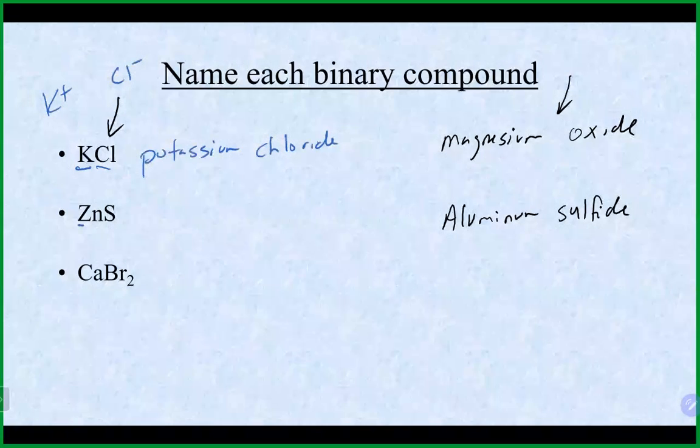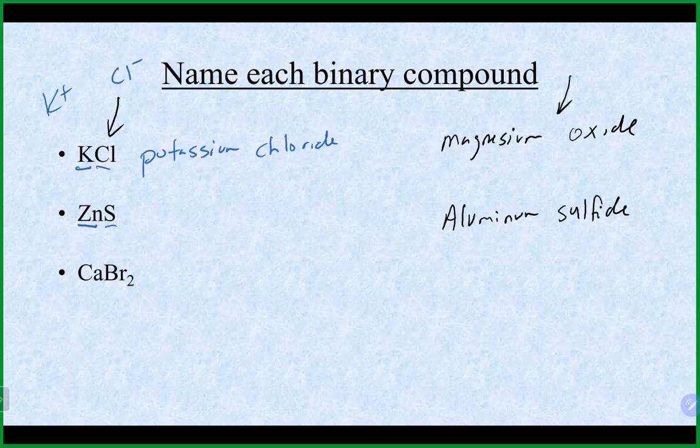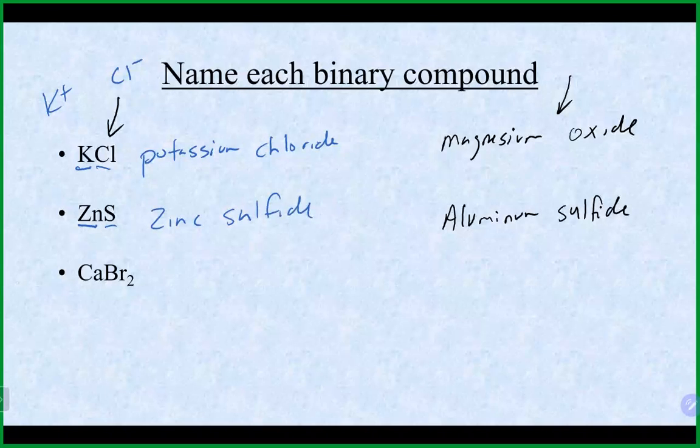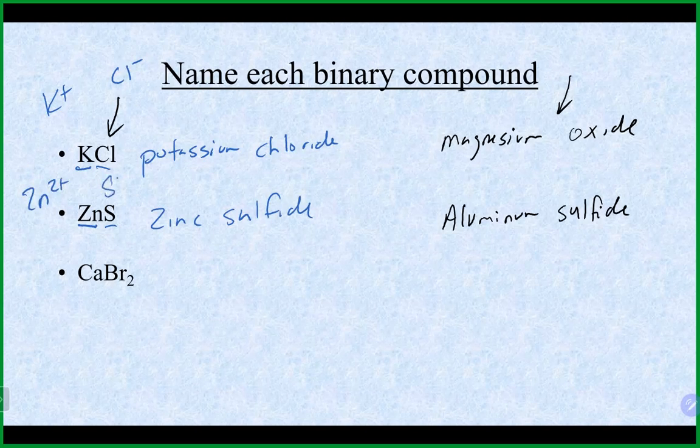Coming here, that is zinc, which is a metal, and sulfur, which is a non-metal. Zinc is a transition metal, but it is one of those ones that has a fixed positive charge. So it does fall under type 1, which means we could roll to the name of zinc sulfide. The cation here is zinc with a +2 charge. The anion is sulfur with a -2 charge in this case.